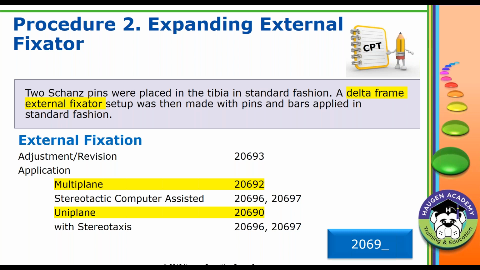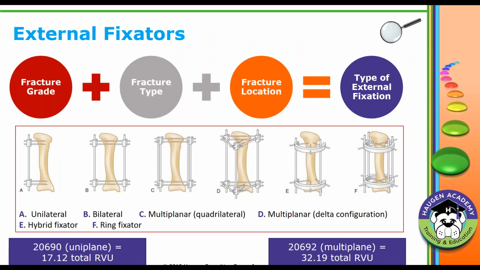So do you guys know what type of fixator this was? So the choices we have highlighted here are multiplane 20692 or uniplane 20690. And this was something I definitely had to research. I didn't know off the top of my head, but here we are. Looking at this research a little bit more, the type of fixator really is going to depend on the fracture grade, the fracture type, the fracture location. It's going to be all up to the provider to decide what type of external fixator is needed.